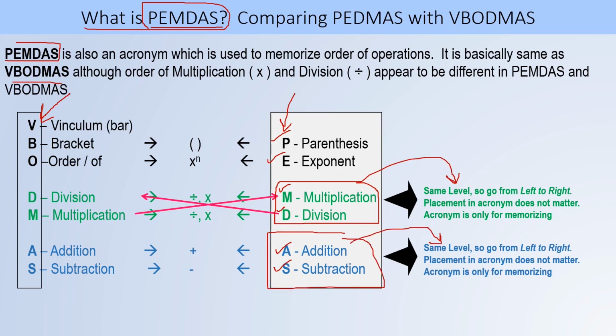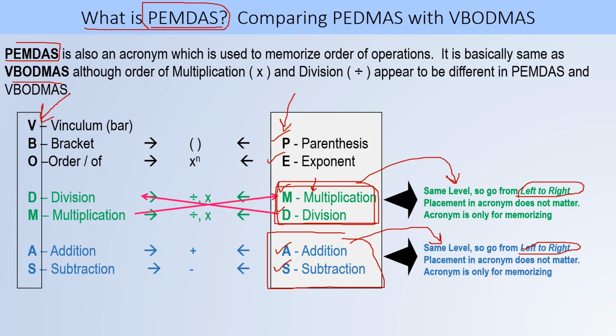So within the same level, if you encounter two different operators, you have to go from left to right, instead of going with the order in which they appear in this acronym. So if you see in PEMDAS, multiplication comes before division. It does not mean that you have to always solve multiplication before division. The important thing is that you have to solve both M and D, which come in the same group, in the order in which they appear while you are going from left to right.